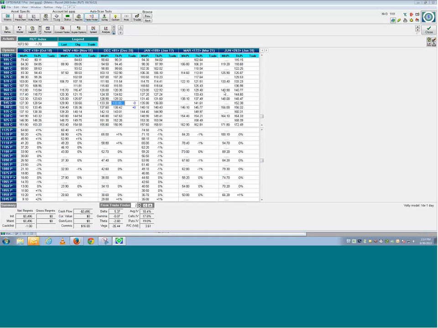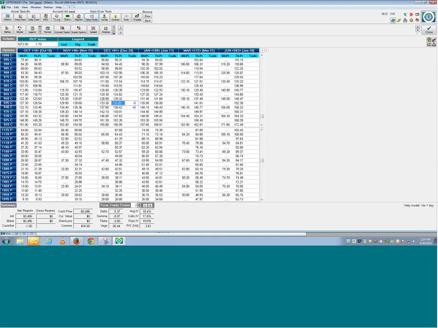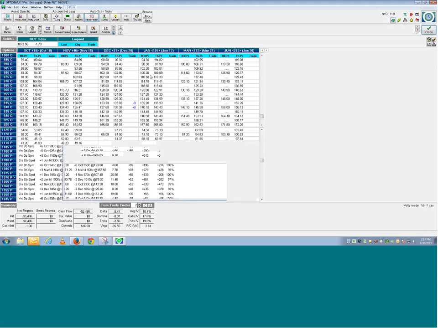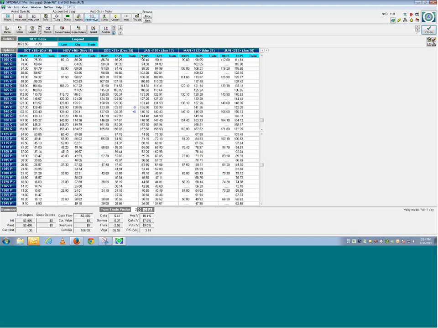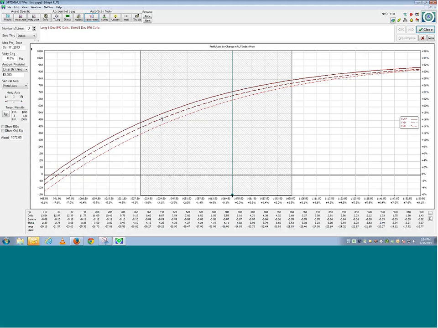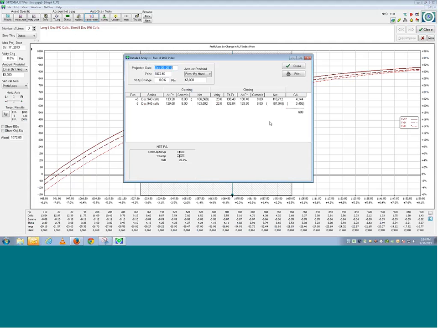Theoretical price. No, 133.85. TradeFinder, send trade to matrix. TradeFinder, analyze. 133.